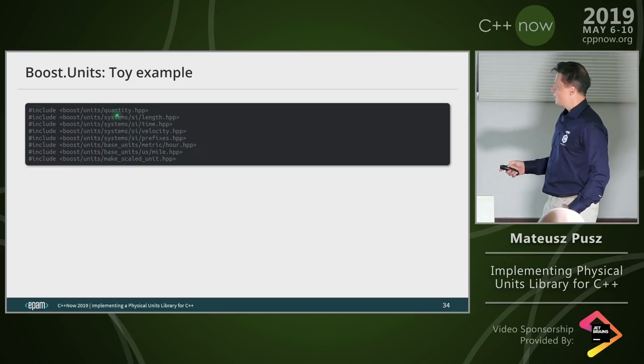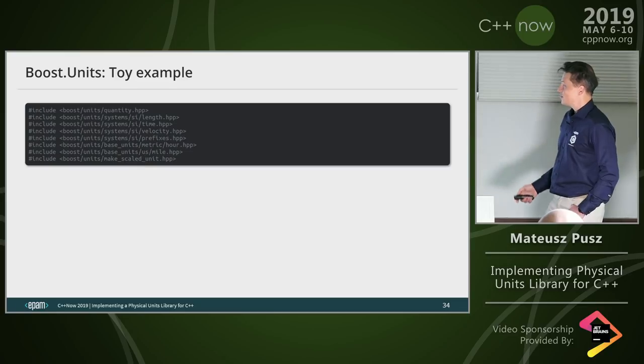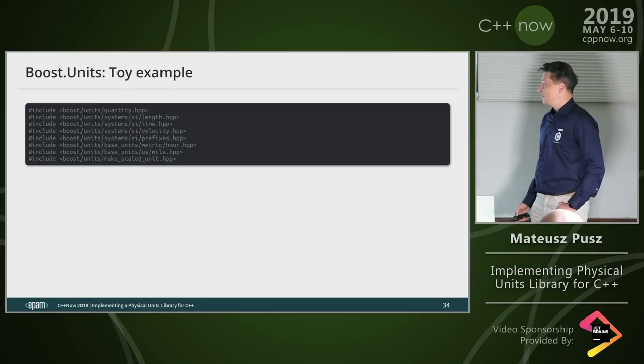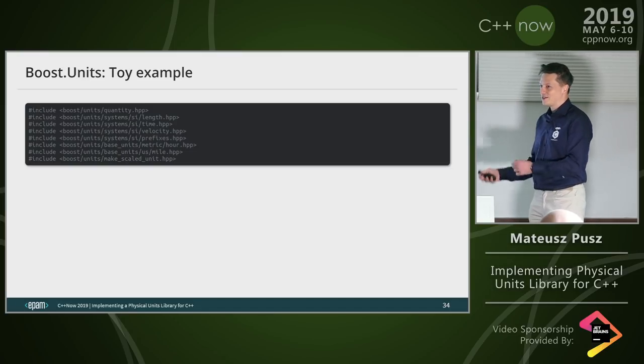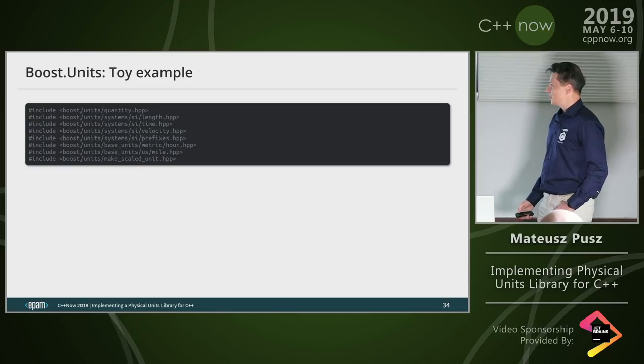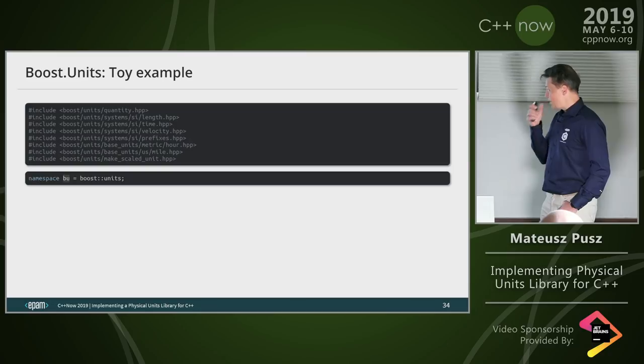But all other stuff like quantity and some other helpers are in dedicated headers, and sometimes it's really hard to know which header you should include because there are also forward declarations. Something compiles, but not necessarily, and there are some strange compile time errors saying that you don't have an implementation for something and so on. So it's not that user friendly.